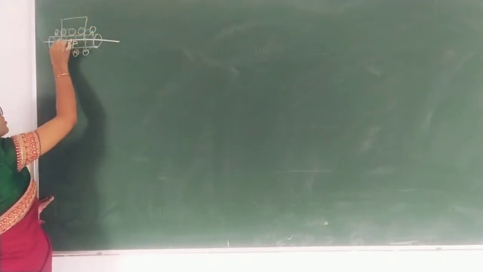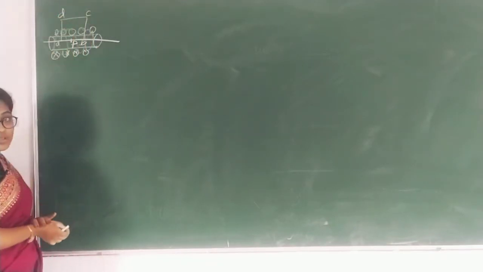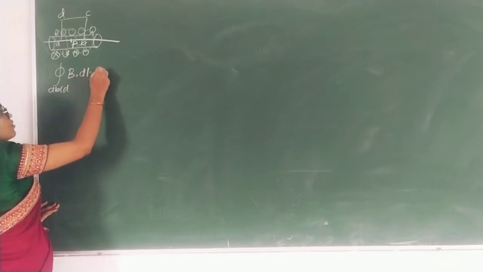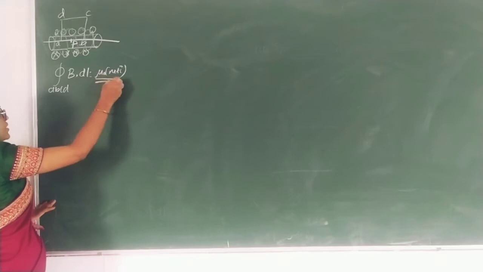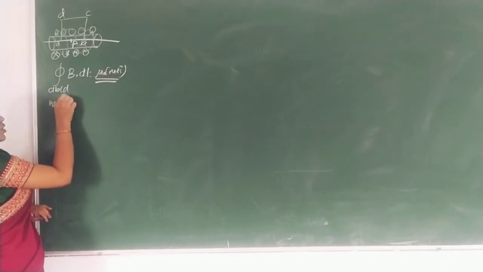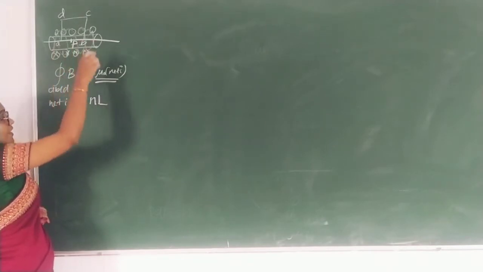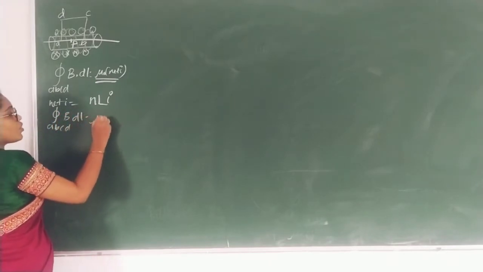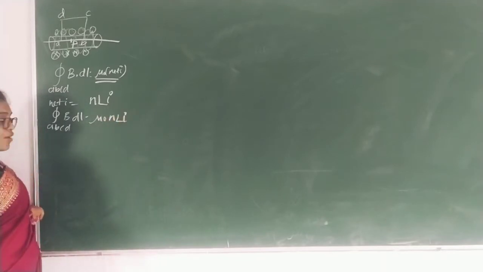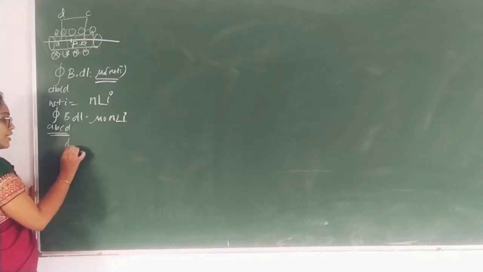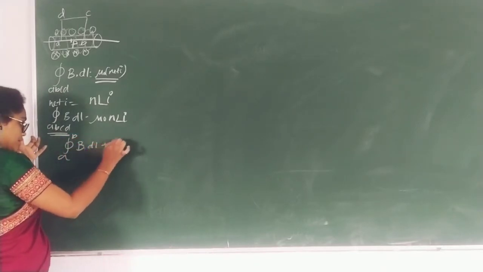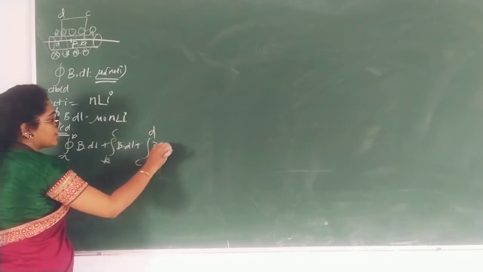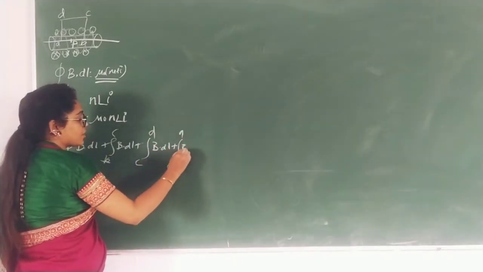Then I considered the loop ABCD and applied the formula: the integral of B dot dL equals mu naught into net I. Net I is N into L, the total length, into I. I cannot integrate over ABCD at a time, so I integrated A to B, B to C, C to D, and D to A, each of B dot dL.